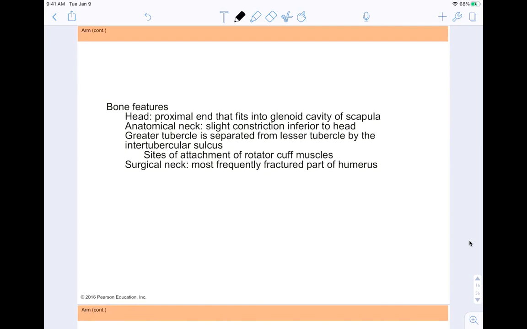Okay, so then our bone features we're going to talk about. We have the head, which is the proximal end that's going to fit into the glenoid cavity of the scapula up at your shoulder. You have the anatomical neck, which is a slight constriction inferior to the head, so it kind of curves in a little bit after the head. You have a greater tubercle, which is going to be separated from the lesser tubercle by the intertubercular sulcus. You don't need to know all of that, okay? We're just focusing on where it's attached and what it's attached to. Then you have sites of attachment for the rotator cuff muscles, which you hear about a lot of athletes tearing. And then you have something called the surgical neck, which is the most frequently fractured part of the humerus.